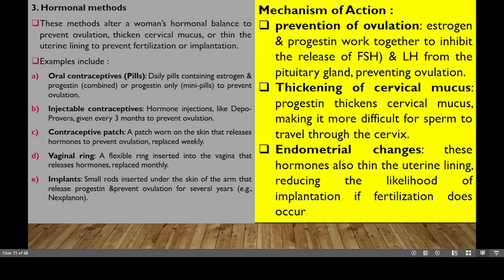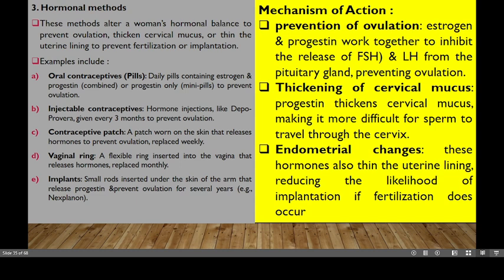Number one, preventing ovulation, where we have estrogen and progesterone working together to inhibit the release of FSH and LH. Remember, for FSH and LH to be produced, naturally the levels of estrogen and progesterone have to go down. So if we keep them elevated, then we will not be able to release FSH and LH.